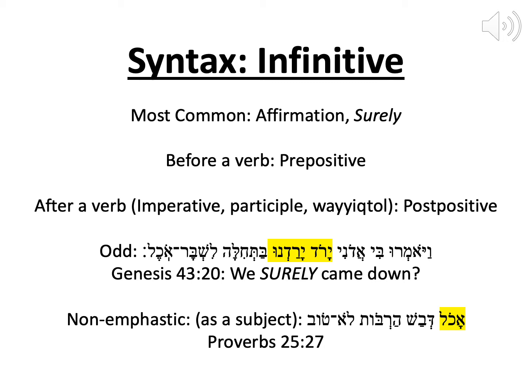We also have non-emphatic uses of the infinitive absolute, such as Proverbs 25:27, where we read that eating too much honey can be bad, or literally, eating too much honey is not good. The eating here is the infinitive absolute being used as a subject. This is rare, but it is a non-emphatic use of the infinitive, and is something to keep in mind as we look at the different uses of the infinitive absolute, that it is not always simply emphatic.